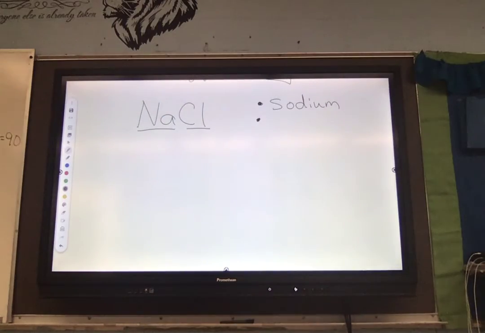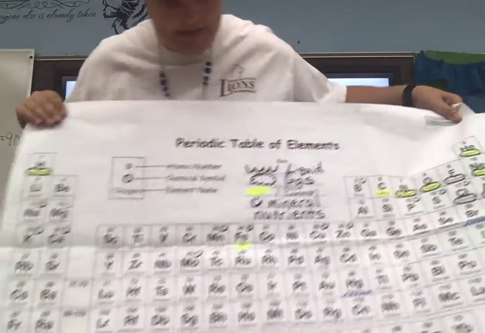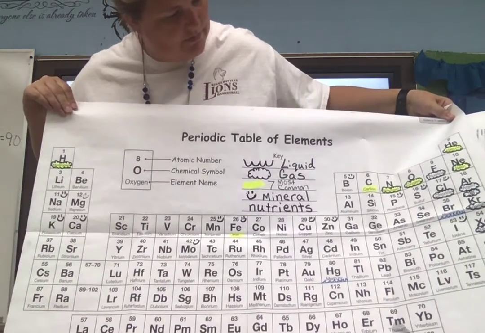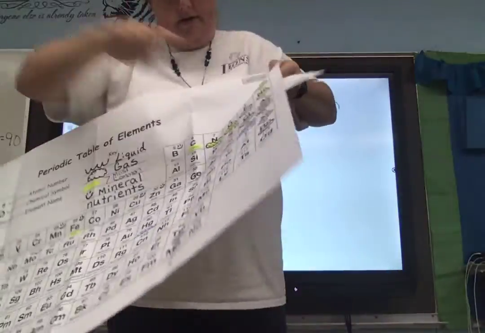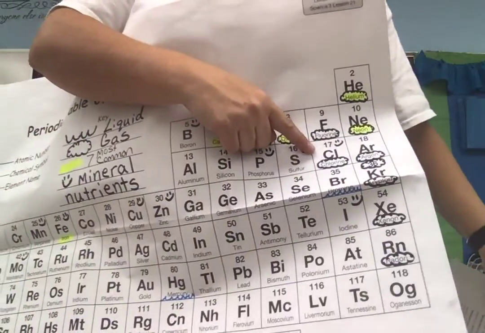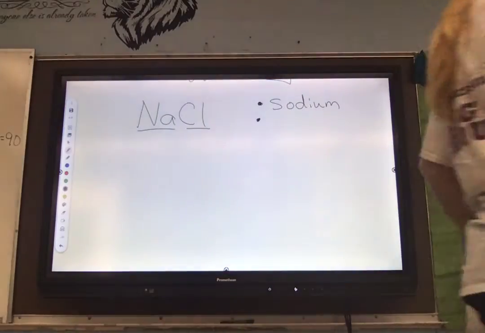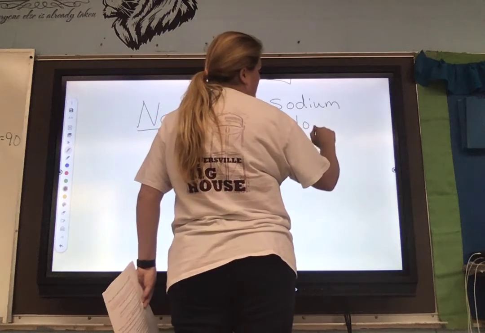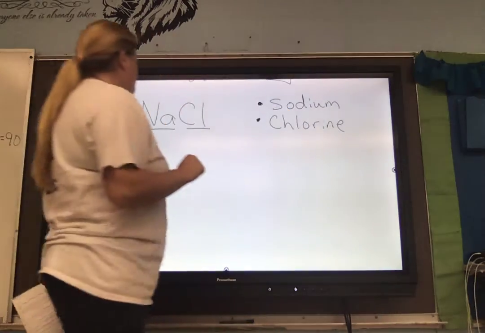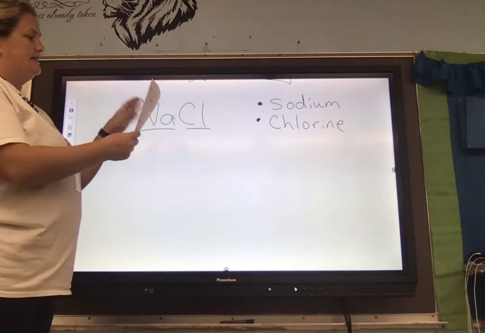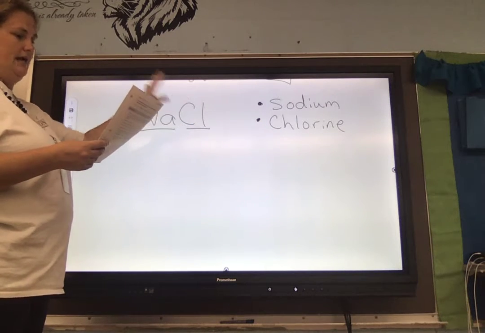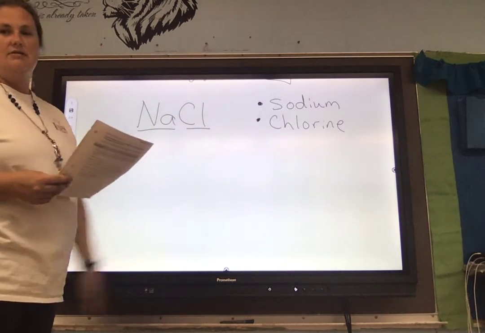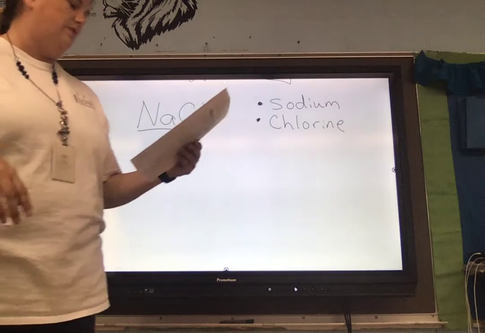And now let's find Cl. Where can I find Cl? Right here. It's got a cloud and a smiley face. Cl is for the element chlorine. So next to the next bullet, we're going to write chlorine. If I put sodium and chlorine together, I'm going to create table salt. That's what the table salt that we salt our food with is made of.